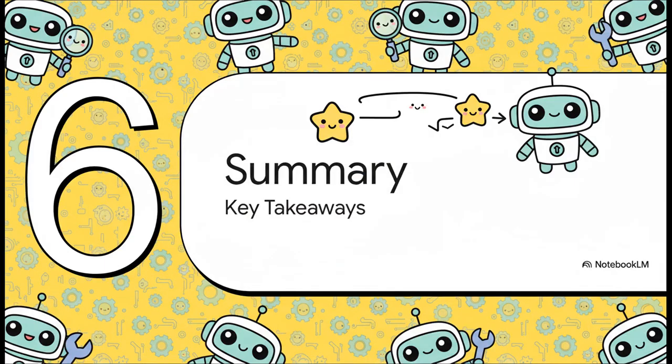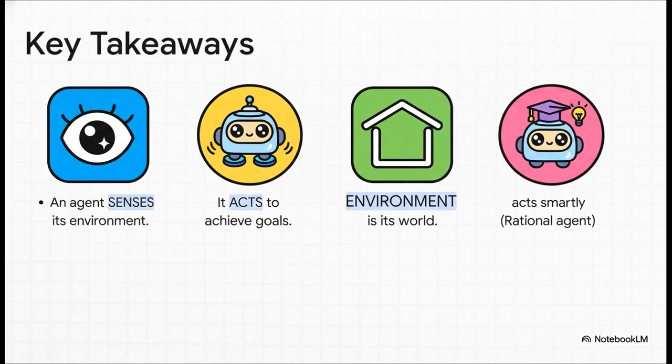Whew, we've definitely covered a lot. So let's wrap this up by boiling it all down to the absolute must-know takeaways. Okay, here it is, the super condensed version. Just lock these 4 things in your brain. 1, an agent senses. 2, it acts. 3, it does all this within an environment to reach a goal. And 4, when it does this in the smartest, most efficient way, we call it rational. Sense, act, environment, rational. Got it?